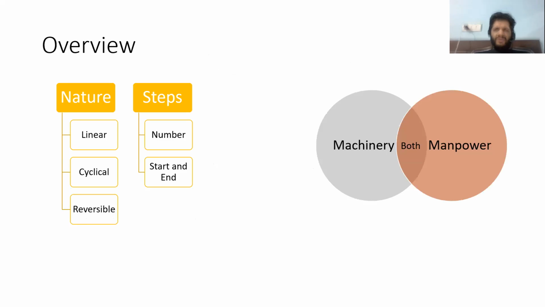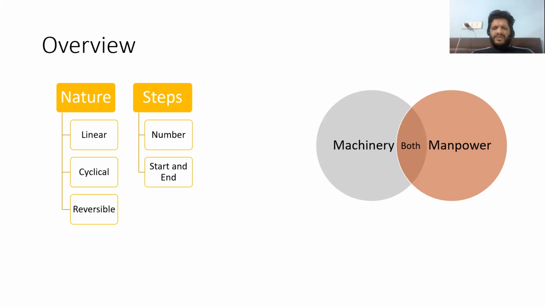So in regard to the overview, you can write using such things. Maybe you can talk about the nature of the process that is there in front of you: if it's linear, if it's cyclical, or if it's reversible. I'll talk about them in detail in the further slides. And you can talk about the number of steps in the overview, like it's an 8-step process or a 7-step process, starting here and ending there. You can mention those also. They are also good for the overview.